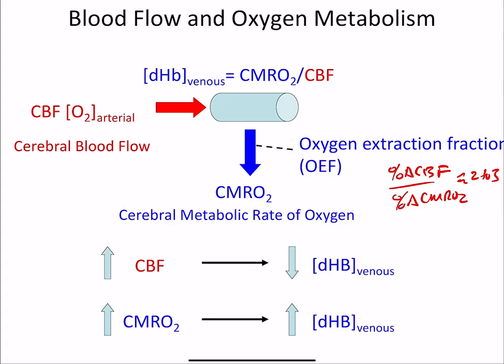Will it go up or down? Okay, so down, right? Because I'm giving more oxygen than I need, so the deoxyhemoglobin should go down. So if the deoxyhemoglobin goes down, what should happen to the MR signal? It should go up, right? Because there's less dephasing, right? So that's the basic picture you want to have in mind.